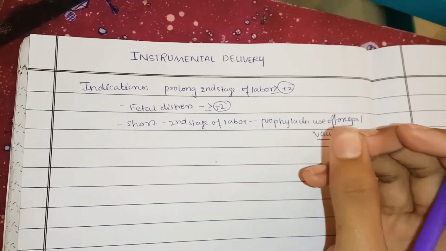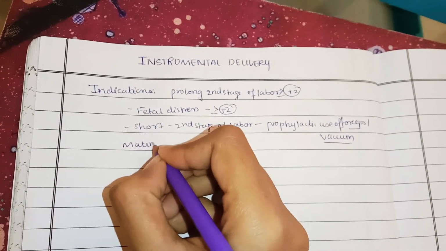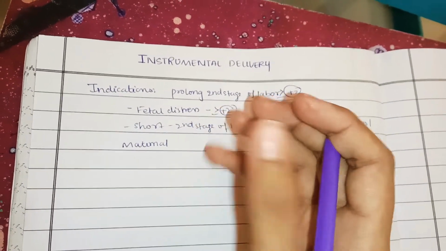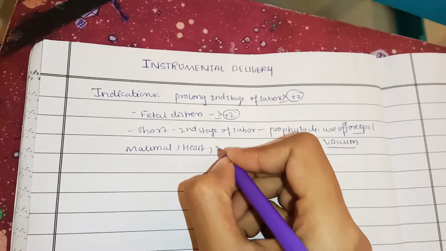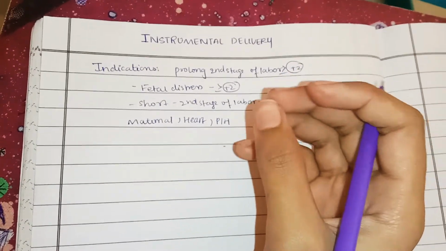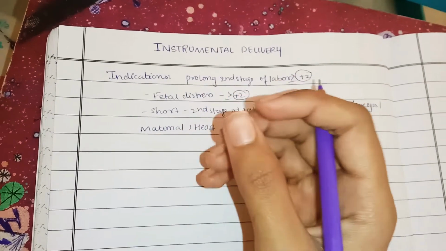And especially this is used in the case of maternal exhaustion. The mother is not able to pull and push out the baby. In this case, you will use these instruments. And in patients who already have heart disease, or PIH where the mother is already hypertensive, you can't force the mother to push the baby. So in these cases you will use instruments.